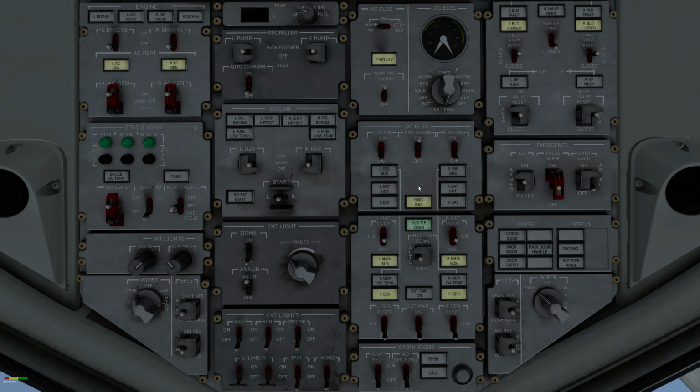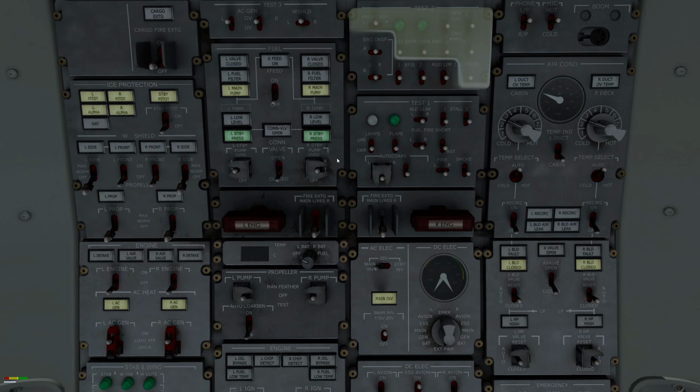26 volt main inverter. Yep, there you go, AC elec. Cross valve is off. Let's remember with the cross valve. Is it up here? I think it is. Cross valve is off.